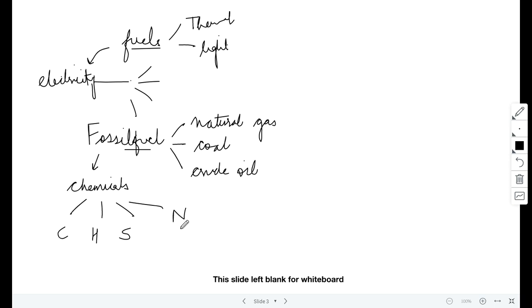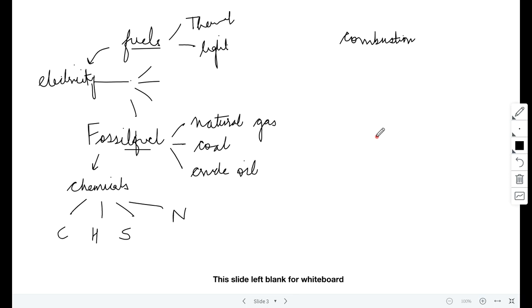Now when you burn a fuel, what happens? Burning a fuel means combustion has happened. What is combustion? When you react something with oxygen, when you burn something in the presence of oxygen, a byproduct is carbon dioxide.